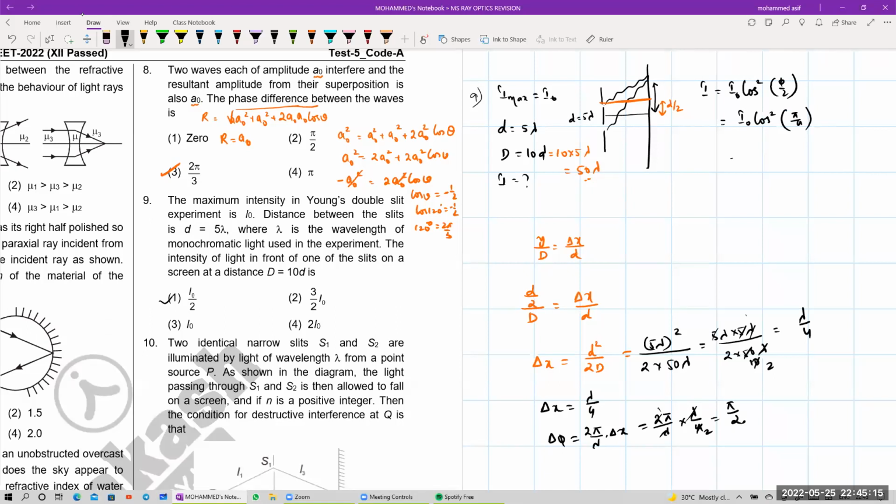pi by 4 मतलब 45, so cos square 45, so this one will be equal to your I naught into 1 by root 2 का whole square. That means this will be your I naught divided by 2. I naught divided by 2. आ गई बेटा? क्लियर है? चलो नेक्स्ट क्वेश्चन.